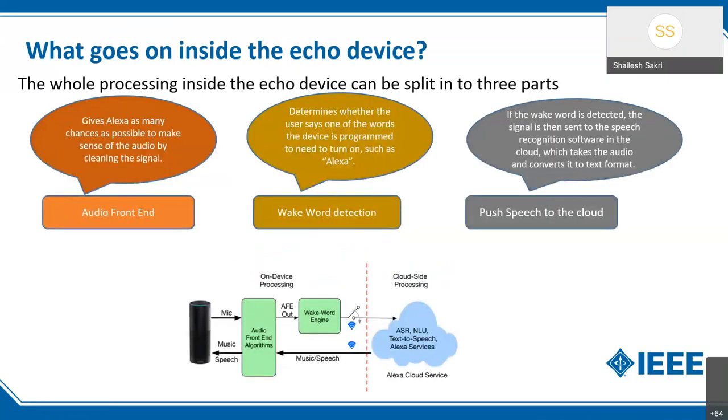So in short, what goes on inside the Echo device? I would say there are three parts to it on the software side. The first one we call the audio front end. The second portion is wake word detection. The third one is we push the speech into the cloud. So what does audio front end mean? Audio front end gives Alexa as many chances as possible to make sense of the audio by cleaning up the signal.